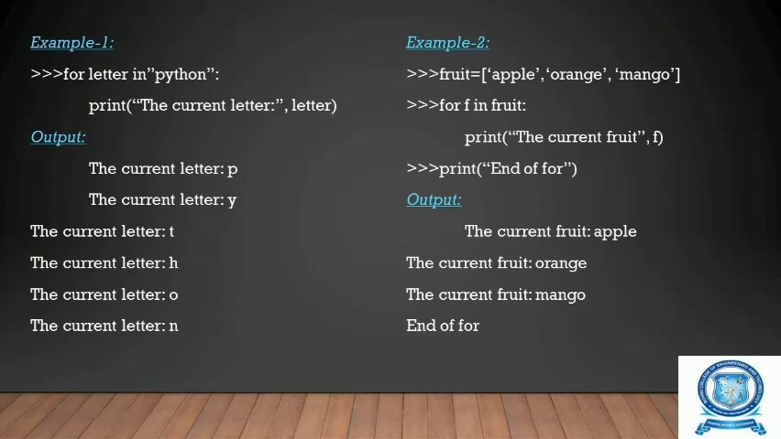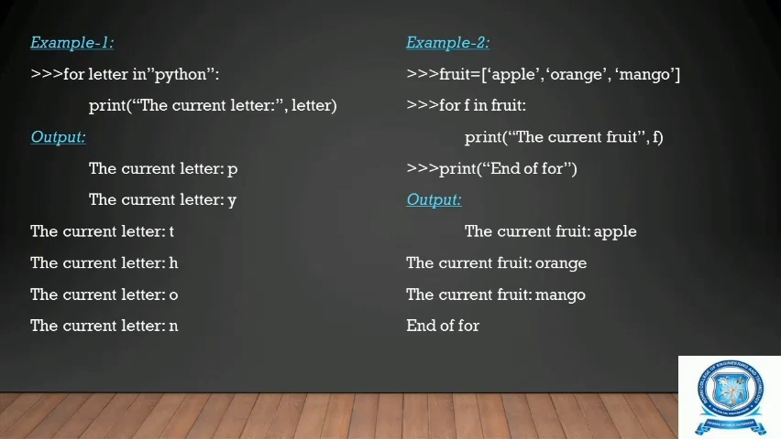The list value contains three elements, that is apple, orange and mango. So, for f in fruit, f is the iterating variable here. We are printing the first element in the fruit list. The current fruit is apple will be printed. Then the second one and third one, that is orange and mango, will be printed.